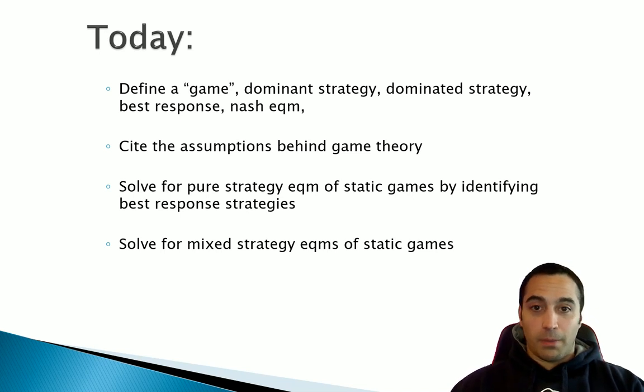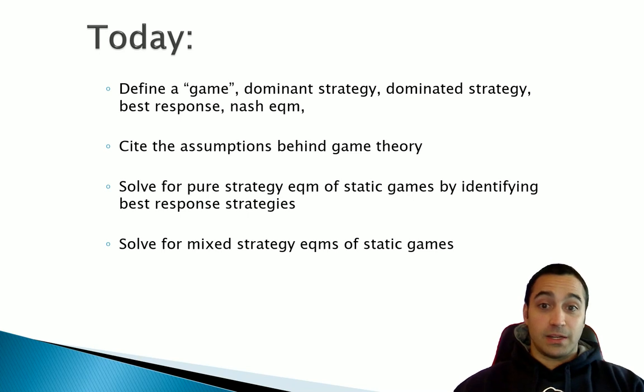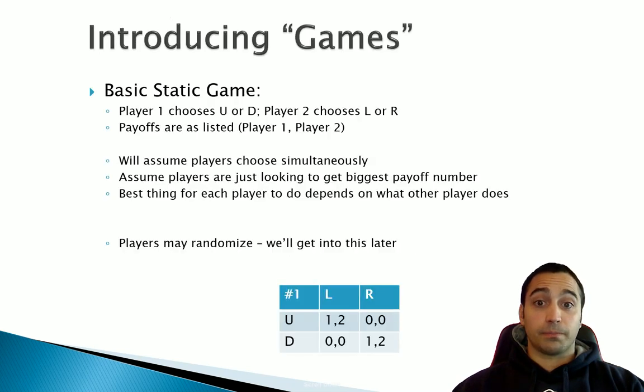So today we're going to start by defining a game, quote unquote. We're talking about dominant strategies, dominated strategies, best responses, and Nash equilibrium. And first, we're going to talk about the assumptions behind game theory. We're going to show you how to solve for the pure strategy Nash equilibrium using best response functions. And next time, we'll talk about how to solve for mixed strategy equilibriums of static games. All right, so the first thing we should do is orient ourselves to what a game is.